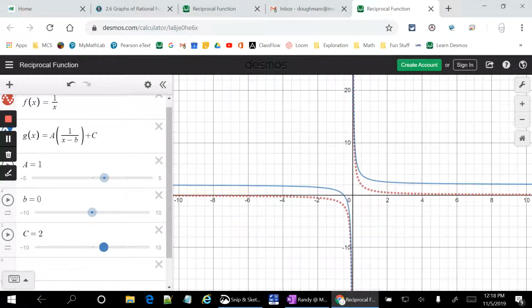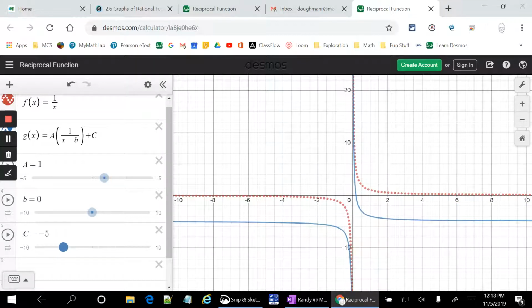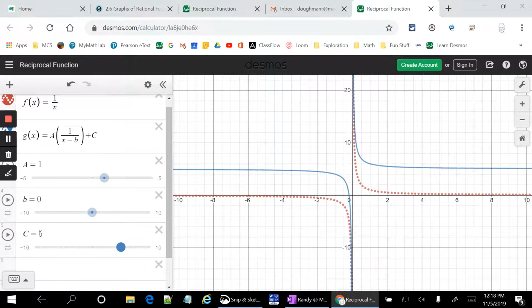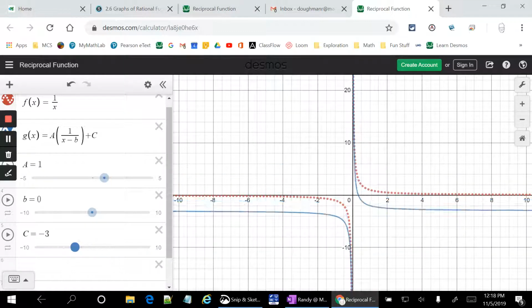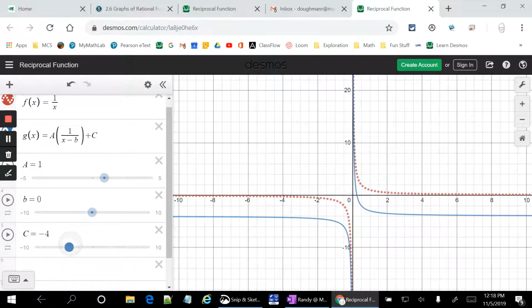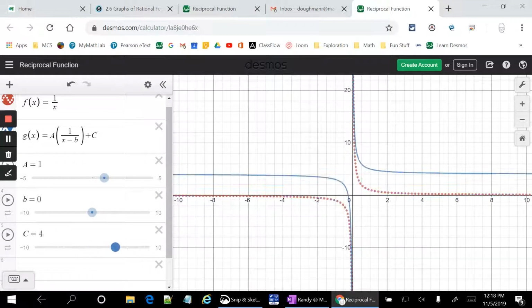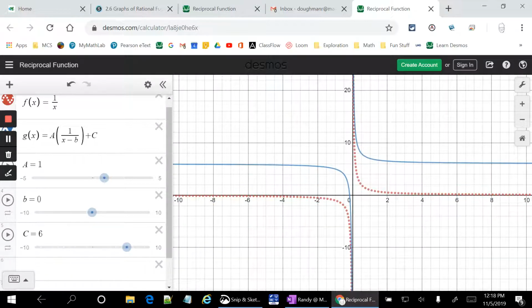And then c, no surprise, it's going to move the graph up and down. More specifically, it's moving the y-intercept, or the horizontal asymptote. So when c is negative 4, the horizontal asymptote is at y equals negative 4. If I go up to 6, now the horizontal asymptote is at y equals 6. So let's just move them both. Let's use 3 and 6, and we'll leave a at 1 here.